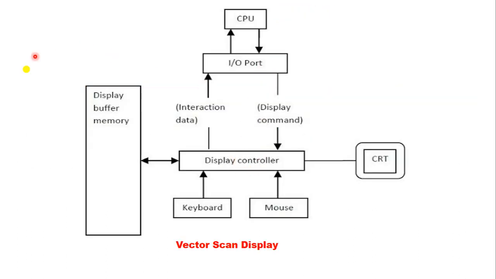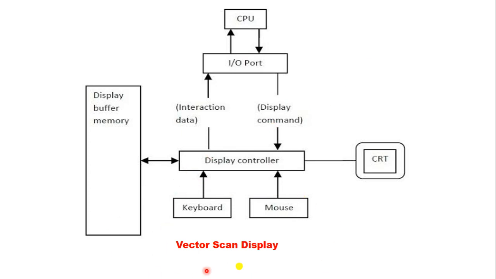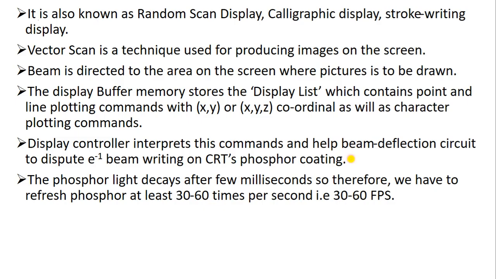So what is vector scan display? In short, vector scan display is a technique used for producing images on the screen. Using this vector scan display, we can generate images on the CRT screen or the phosphorus screen. The beam is directed to the area on the screen where the picture is to be drawn.